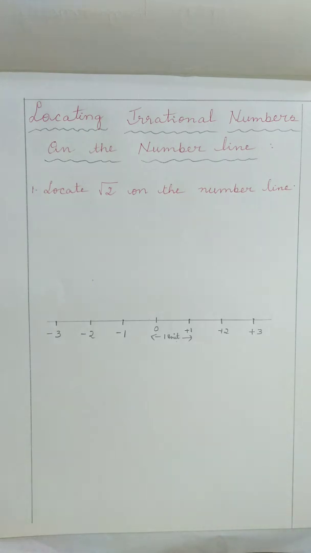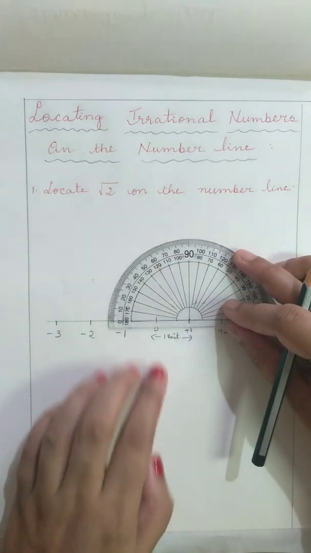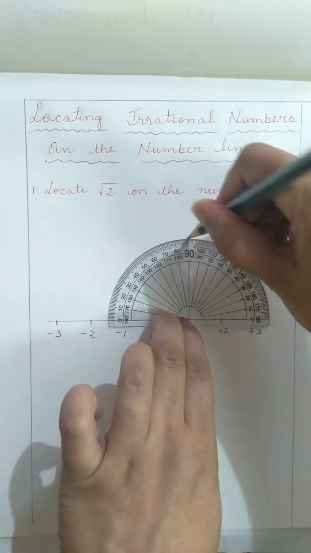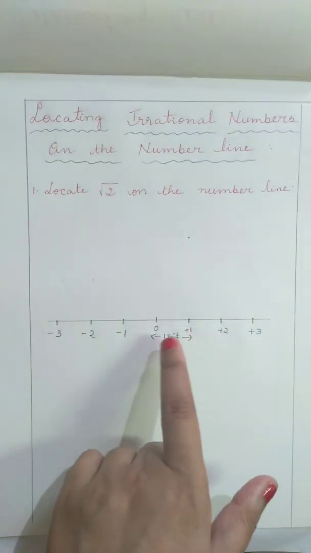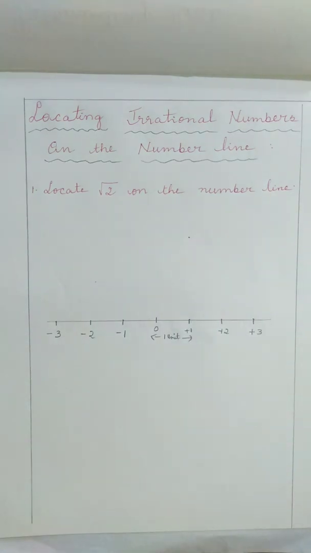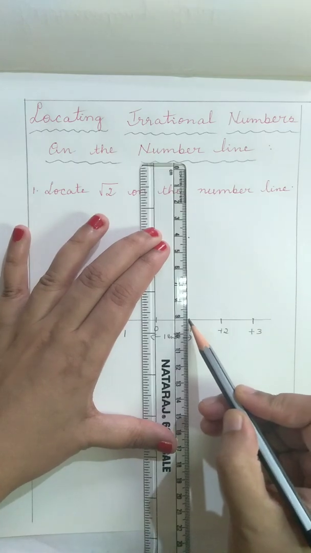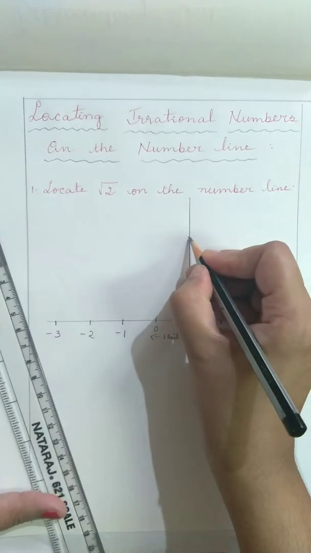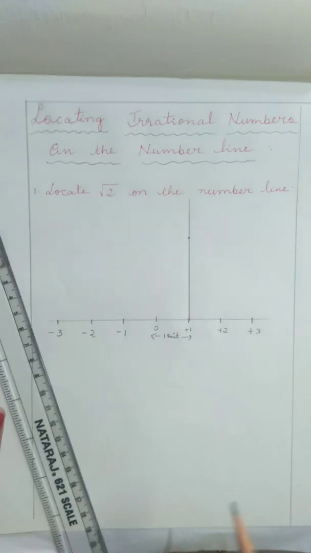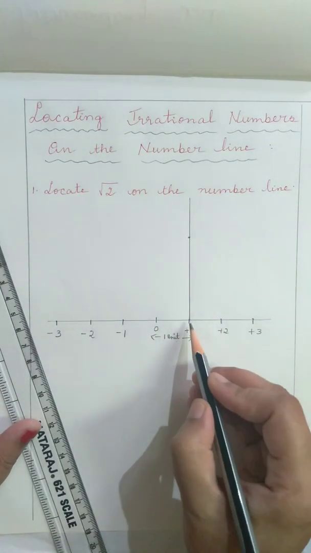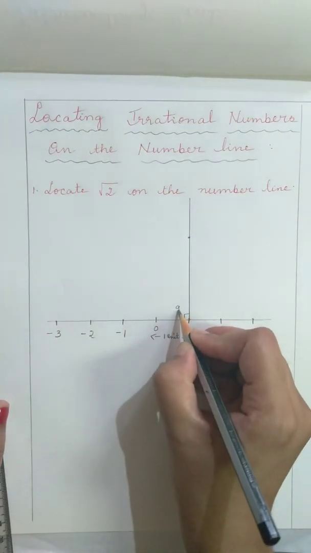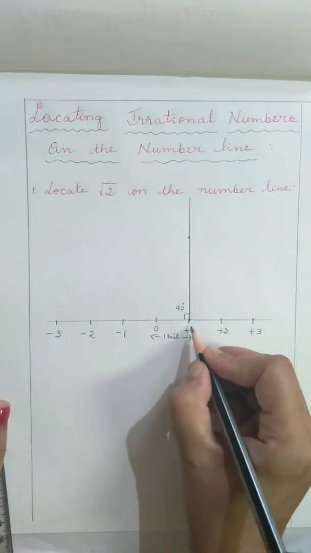Now next step is take your protractor, keep your protractor at +1 and mark 90 degree. Then use your scale. Draw a straight line from +1 like this. Here it is 90 degree, but extend this line. Therefore this is 90 degree. So from +1 we are drawing 90 degree, and this point name it as A.